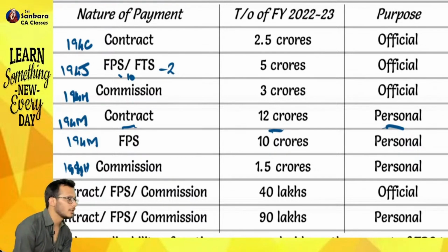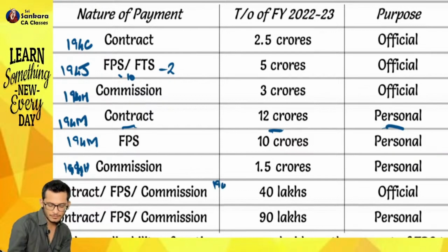Turnover for the last year is 40 lakhs and purpose is official. 194M. Why? Threshold limit not crossed. Threshold limit is 50 lakhs. TDS rate is 5%. Next one, contract FPS commission.